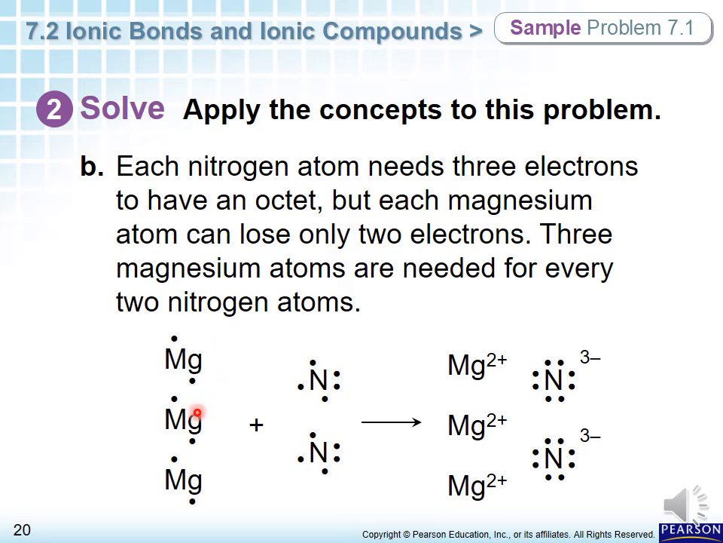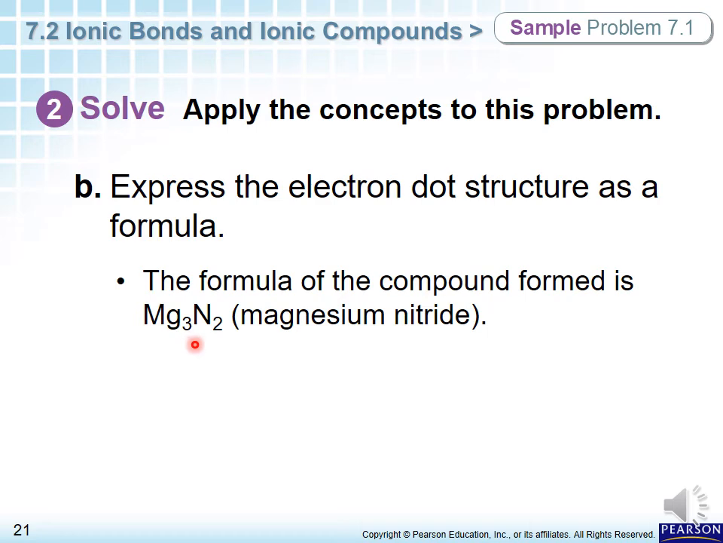And magnesium needs to lose 2 electrons each to become a stable cation. So each magnesium is going to transfer 2 electrons to the nitrogen. So after transferring the electrons, we will get 3 magnesium 2 positive ions and 2 nitrogen 3 negative ions. Okay, so when you crisscross, it will be Mg3N2, which is called magnesium nitride.